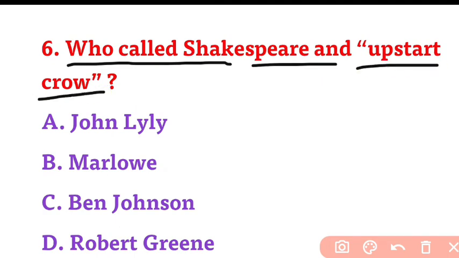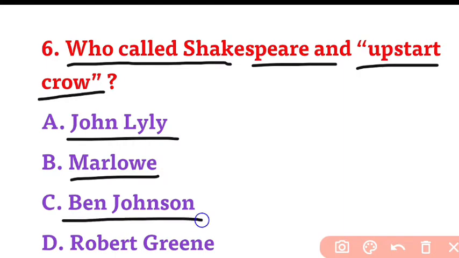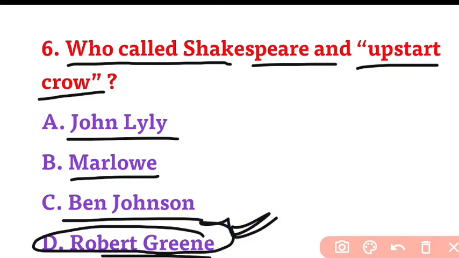Question number 6. Who called Shakespeare an upstart crow? John Lyly, Marlowe, Ben Jonson, Robert Greene. What will be the answer? The answer will be Robert Greene. Option D is correct.